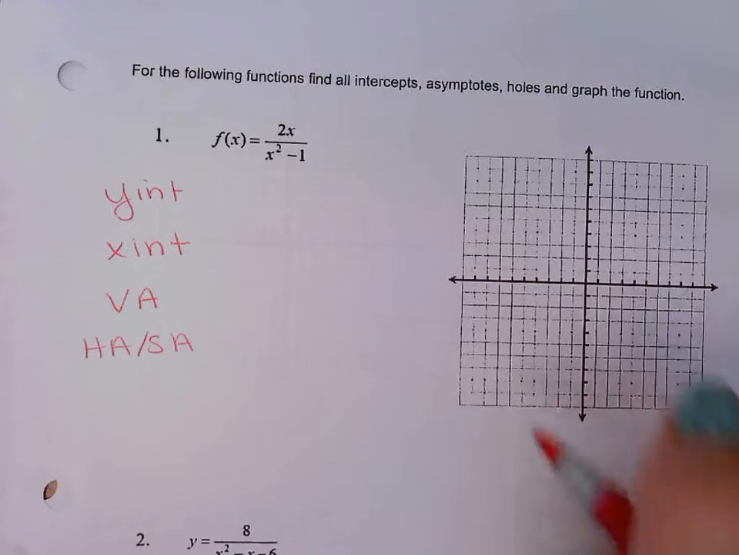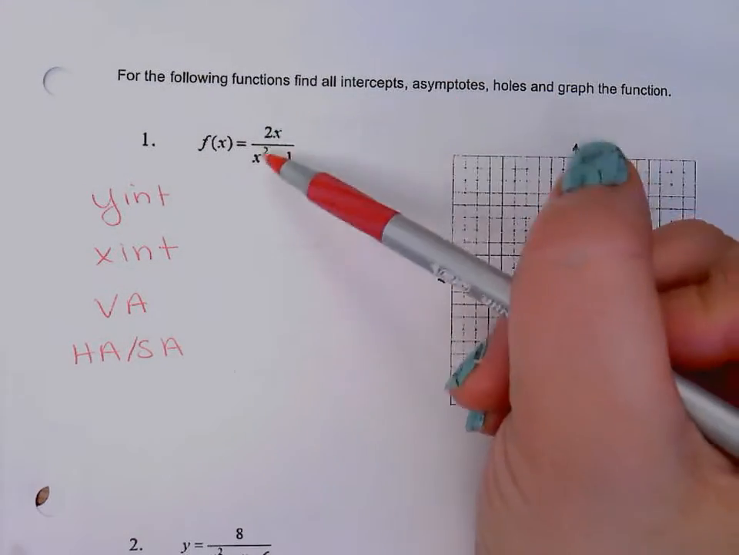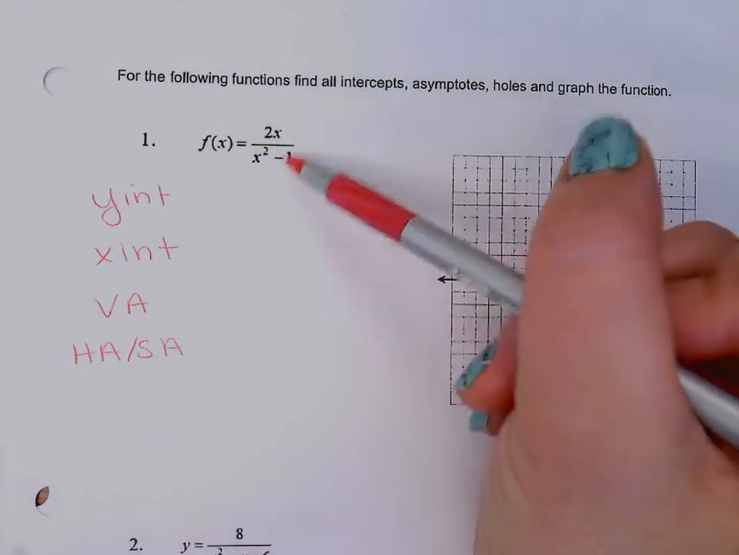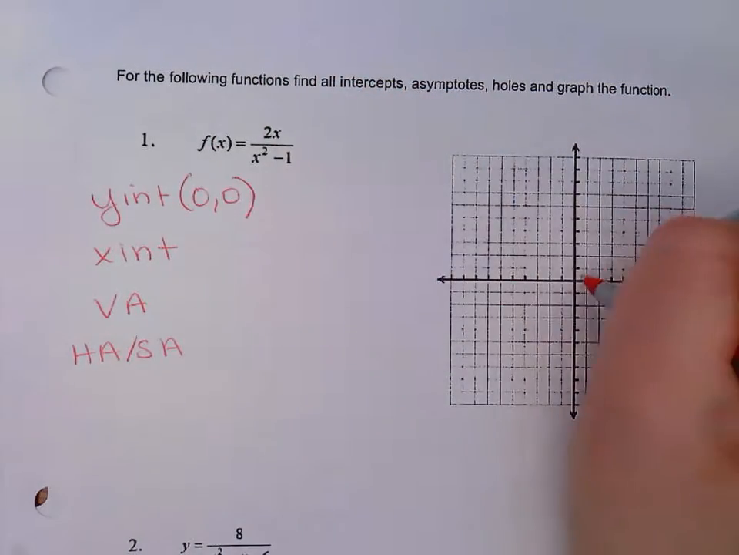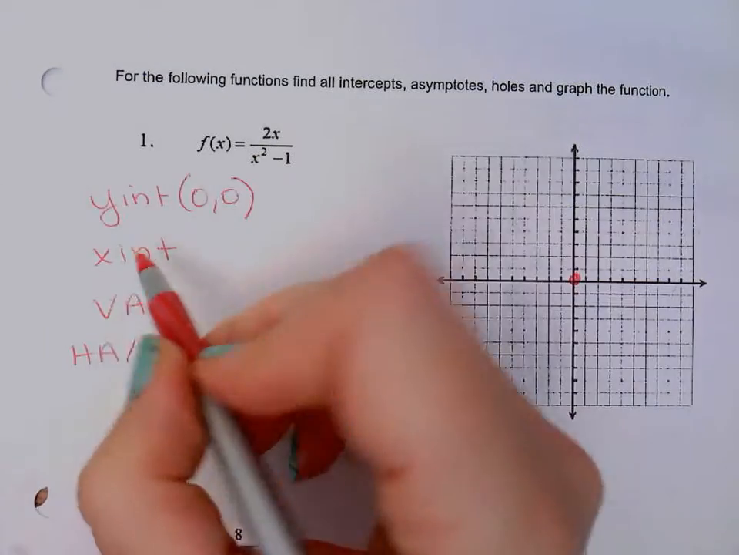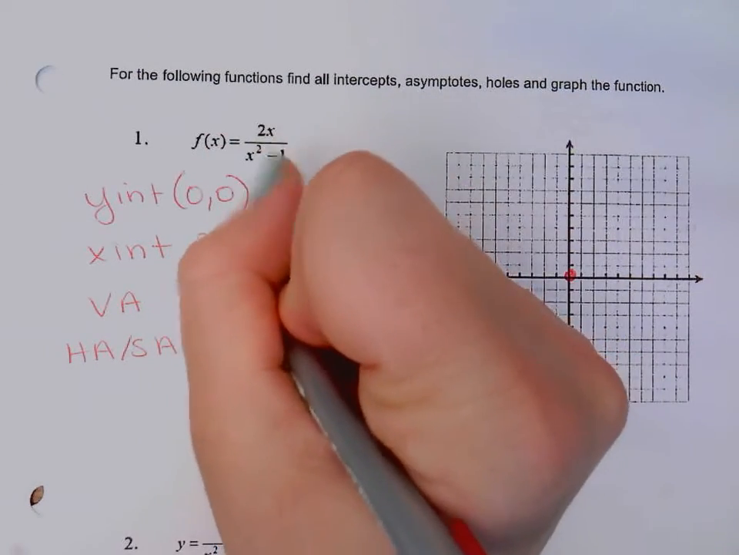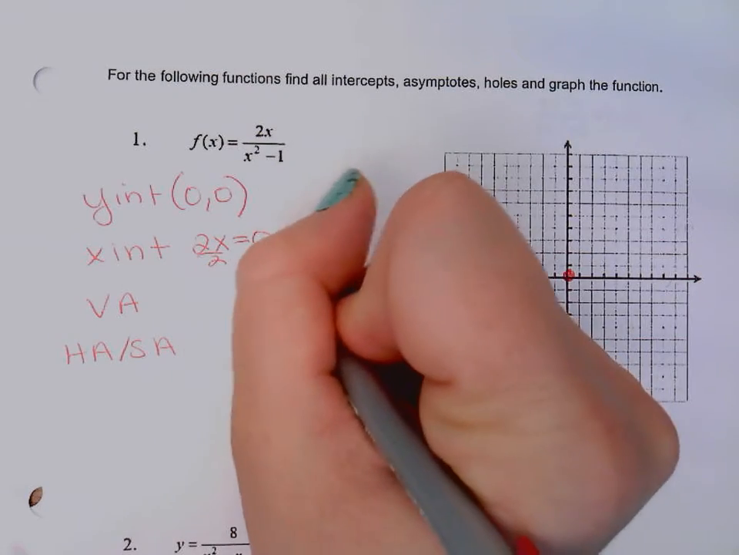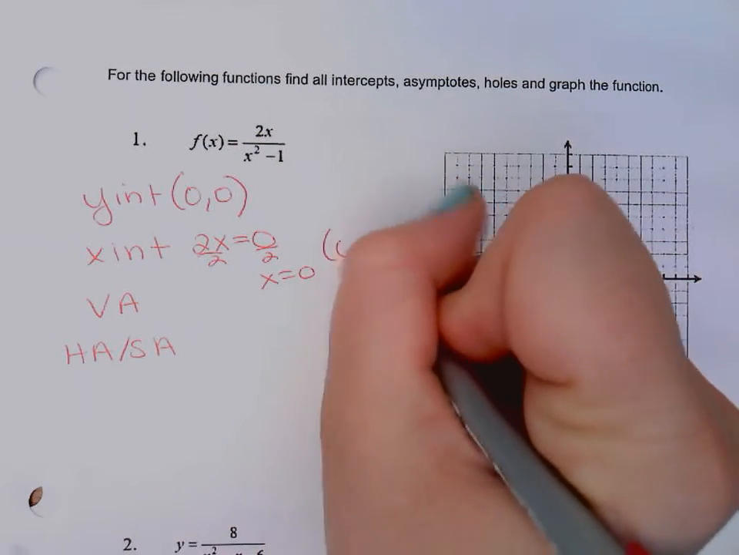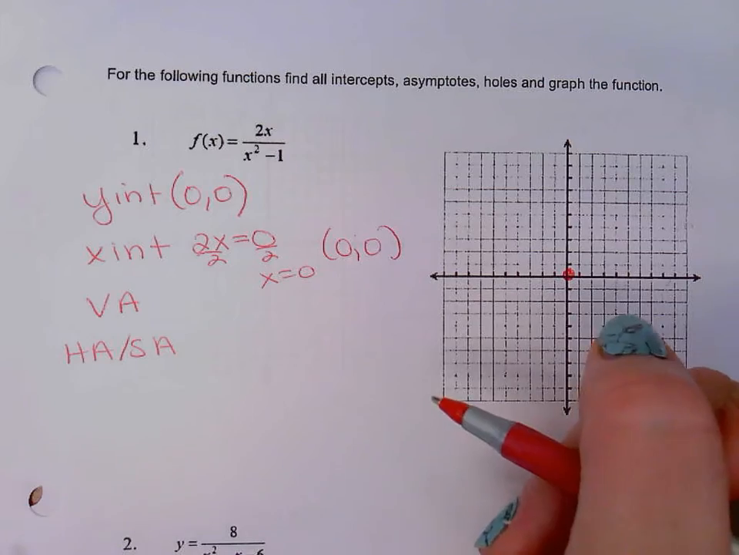So remember, to find the y-intercept, you're plugging in 0 for all of the x's. So you get 0 over -1, which is 0. And then for the x-intercept, you're setting the numerator equal to 0, right? So when you divide by 2, x is 0. So x and y-intercept both at (0, 0).